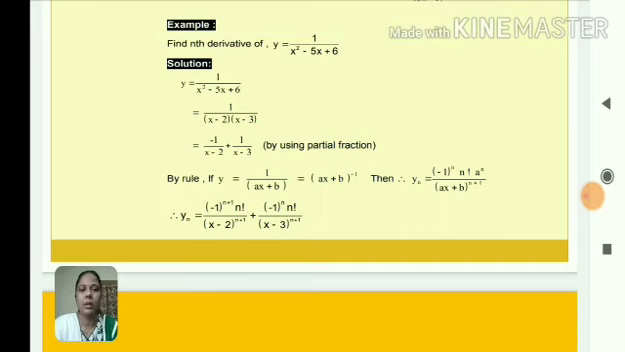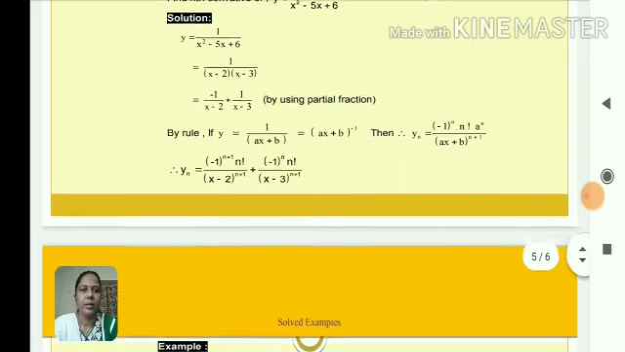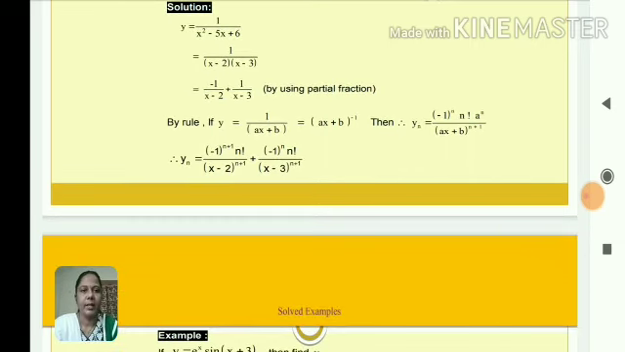But still this is not the final answer. We have to use the formulas of nth derivatives and we have to get the answer. So consider here the rule. By rule, if y is equal to 1 upon ax plus b, that is ax plus b raised to minus 1, then yn is minus 1 raised to n factorial a raised to n upon ax plus b raised to n plus 1. So here is the solution.